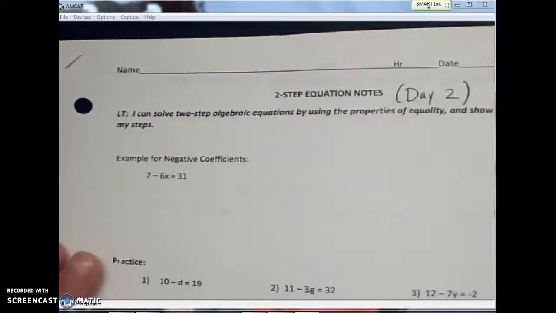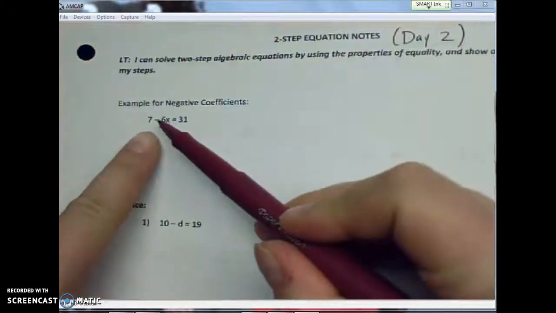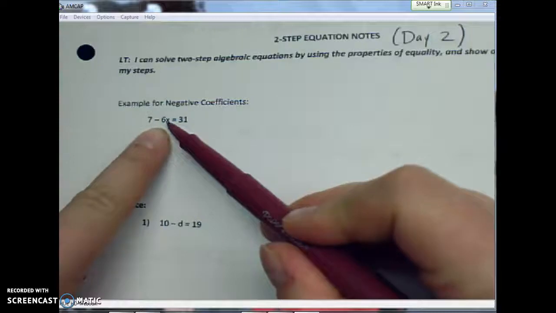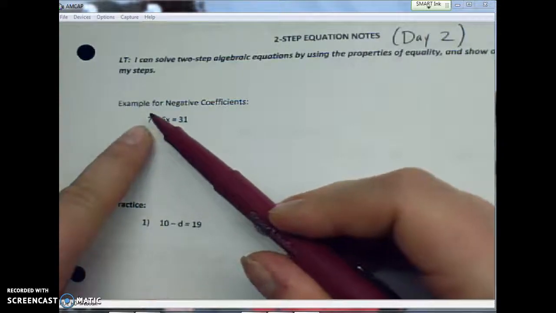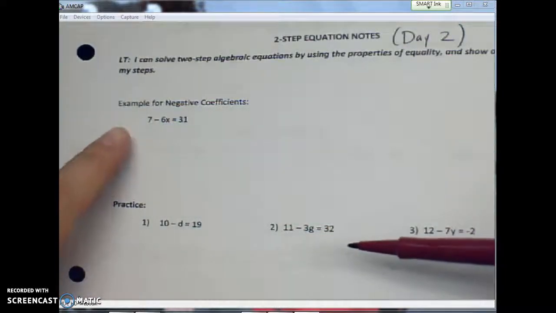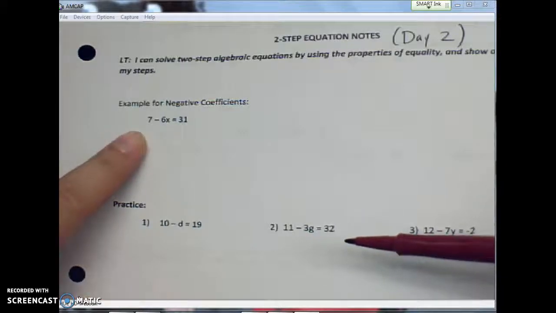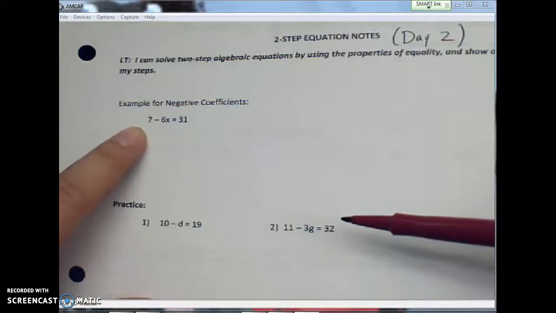Hey guys, so we are going to be looking at more two-step equations today. Most of these are going to focus on when you have this negative coefficient with your x. So you're going to have your constant first in your equation. That's what the majority of these are going to focus on, which we have done before when we did two-step equations on Monday. But we're going to really focus in on that because that's always a concern for students and somewhere where they mess up.